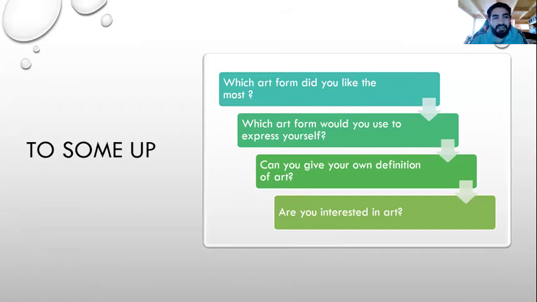Dance, okay. What else? The rest of the class. El resto de la clase. Pictures, okay. Excellent, Benja. Cartoons. Sí, papá.